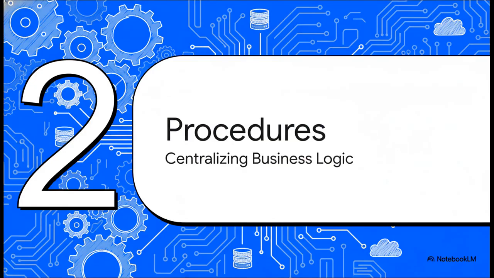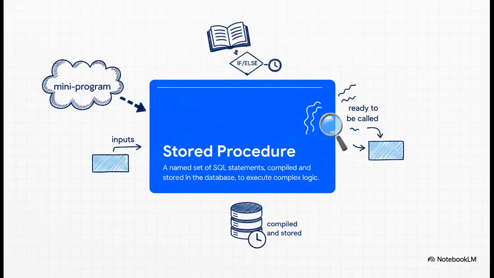All right, let's grab our second tool, stored procedures. If views are all about simplifying how we read data, procedures are all about centralizing how we act on it. And this is all about efficiency. A stored procedure is essentially a mini program that lives right inside your database. It's a named bundle of SQL statements that can take inputs, give back outputs, and even use logic like if-else statements. Once you create it, it's compiled and stored, ready to be called by its name anytime you need it.